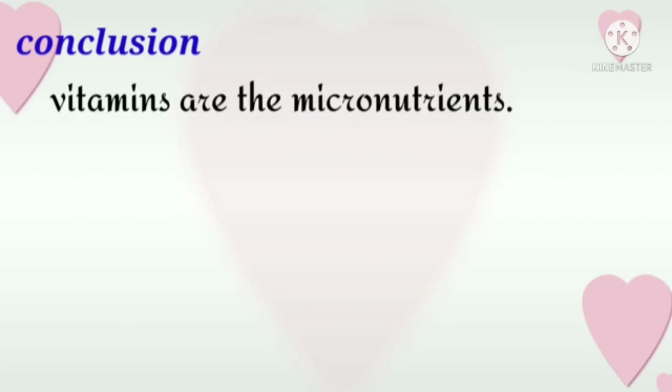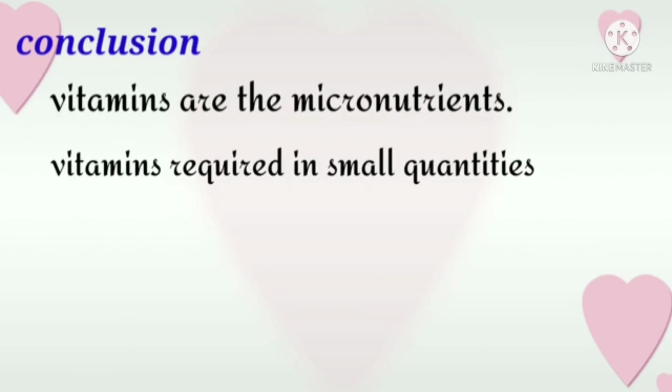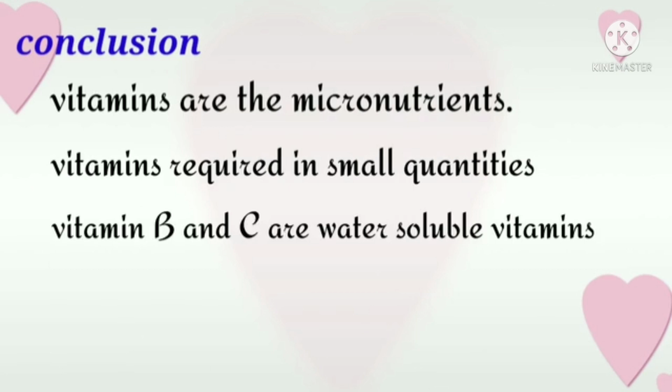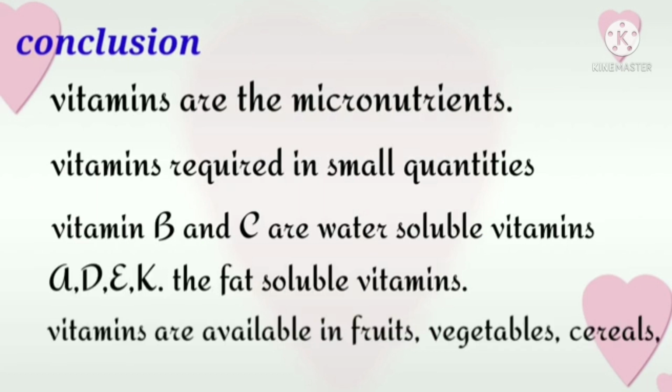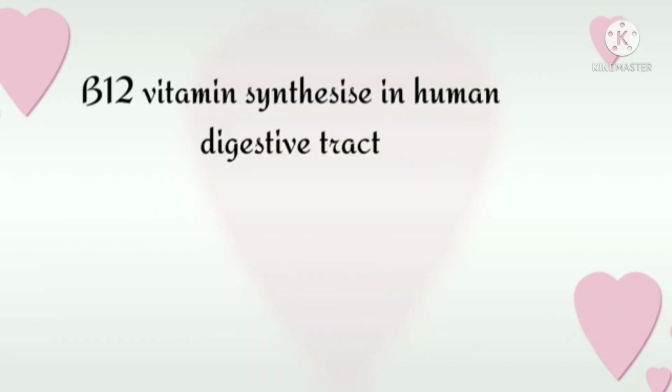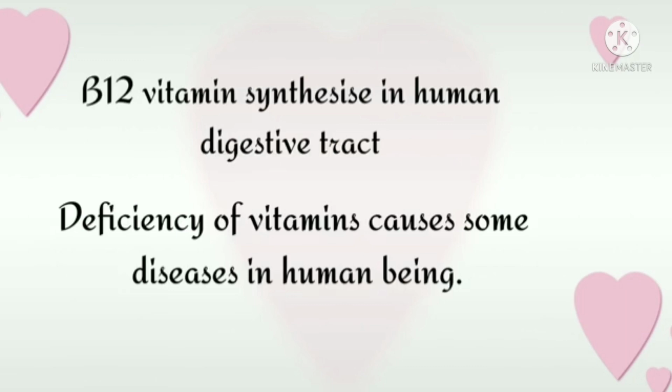In this video, we have learned that vitamins are micronutrients. Vitamins are required in small quantities. Vitamins B and C are water soluble vitamins. A, D, E, K are the fat soluble vitamins. Vitamins are available in fruits, vegetables, cereals, meat, fish, liver, etc. B12 vitamin is synthesized in the human digestive tract. Deficiency of vitamins causes diseases.